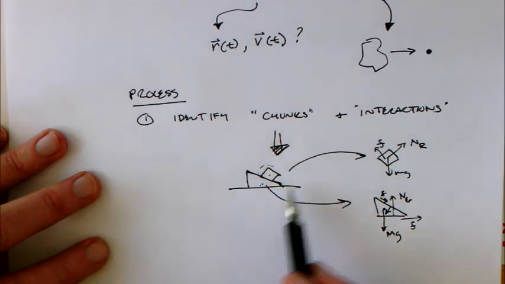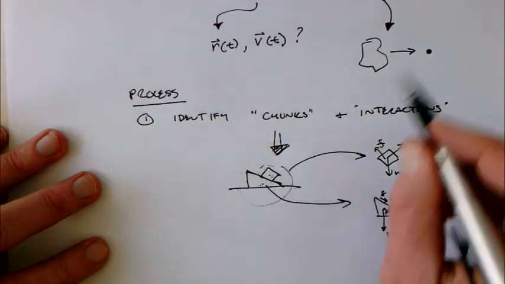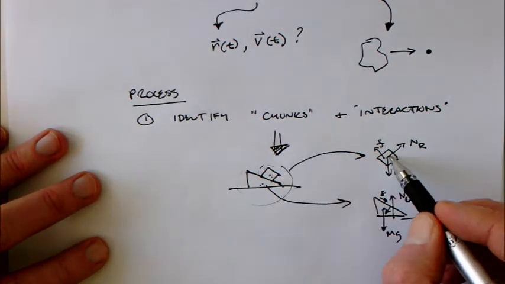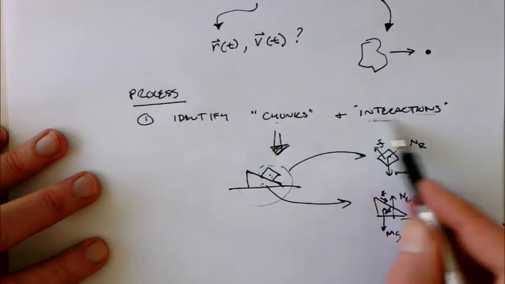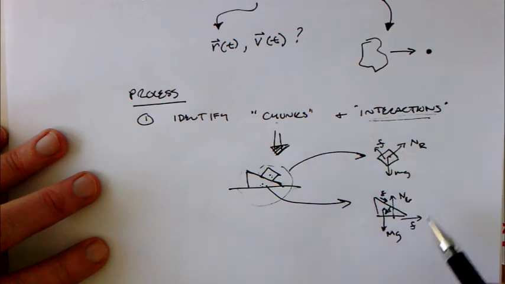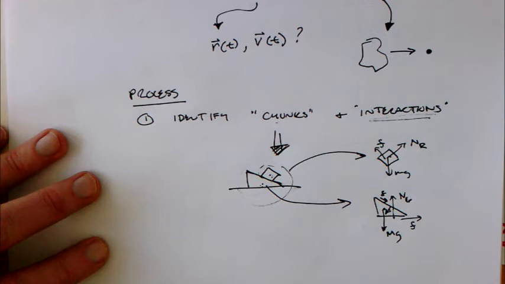So what I've done in drawing these two free body diagrams is I've said I'm thinking about this system as consisting of two point mass chunks. One point mass chunk is this block, one point mass chunk is this ramp, and I'm thinking about this system as having a number of interactions present. There is friction present, there's a normal force present, there's a gravitational force present. I've abstracted away the idea that there might be drag present. I've abstracted away the idea that maybe this block could rotate. I've abstracted away any other forces that might be present. So I've identified my chunks and I've identified my interactions.